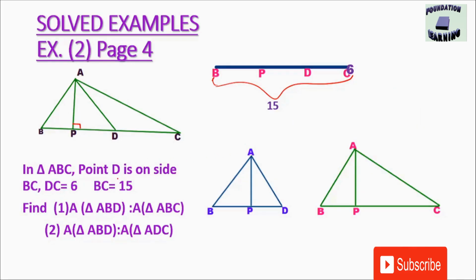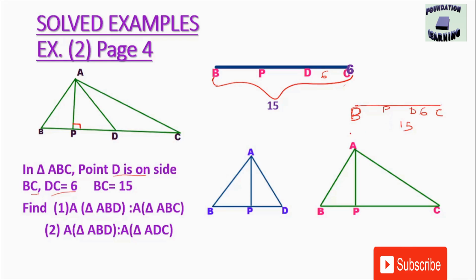So here you have point D on side BC, and DC is 6. DC is 6 here, and BC is 15. The entire thing is 15. So you have this line here, BC is 15, then in between you have P and you have D. Now DC is 6.